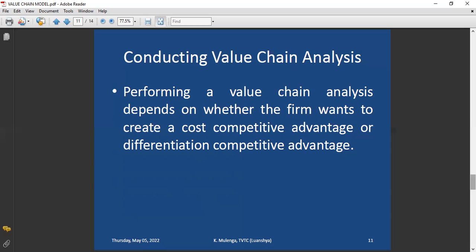So we have to make a choice. Remember, strategy is about being different. Strategy is about making a choice. Strategy is about saying we are going to go this route and not that route. So we have to decide as management of a firm whether we want to compete using cost leadership, being the lowest or least cost producer, or want to be different.